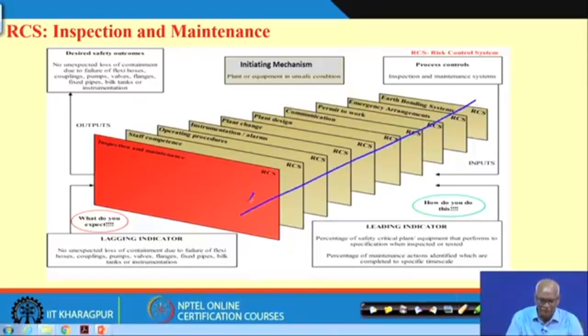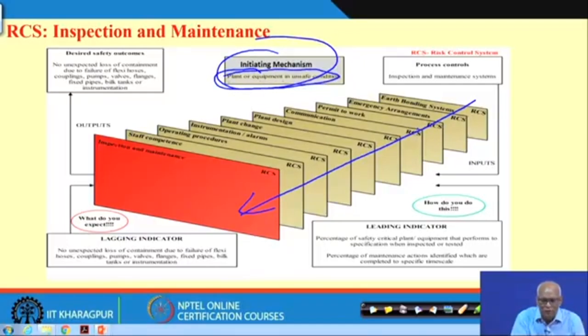These are the risk control systems. Say 10 risk control systems. What we have discussed, the initiating mechanism, you have to put against initiating mechanism risk control systems. What sort of initiating mechanism you have, for that how many risk control systems are required, we have decided earlier.